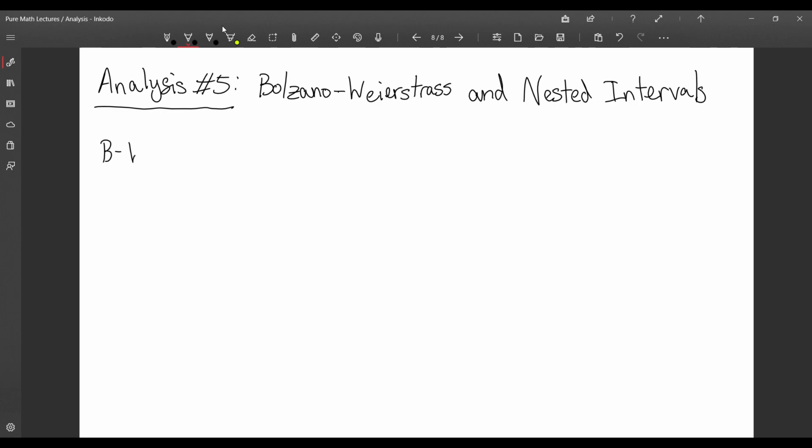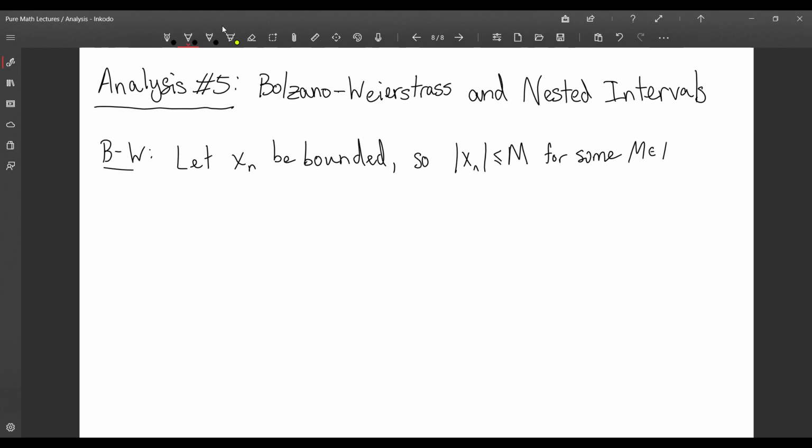The first one we're going to be covering is the Bolzano-Weierstrass theorem, which says that if x sub n is bounded, right, let x sub n be bounded, so we can say that the absolute value of x sub n is less than some value m, for some m in the real numbers and all n in the natural numbers.